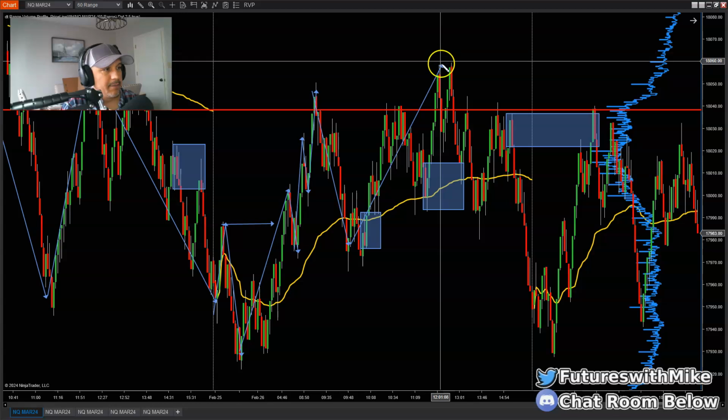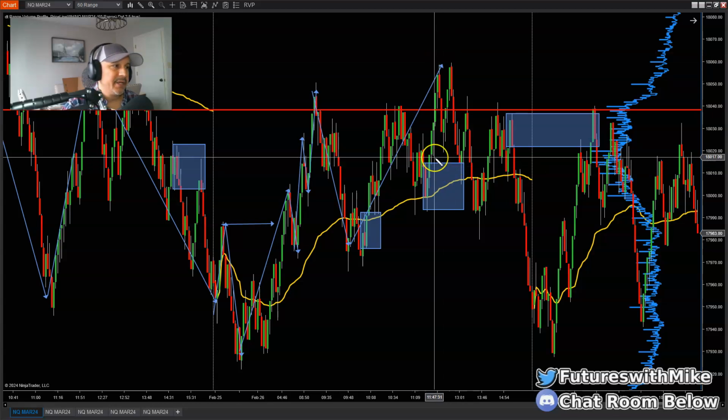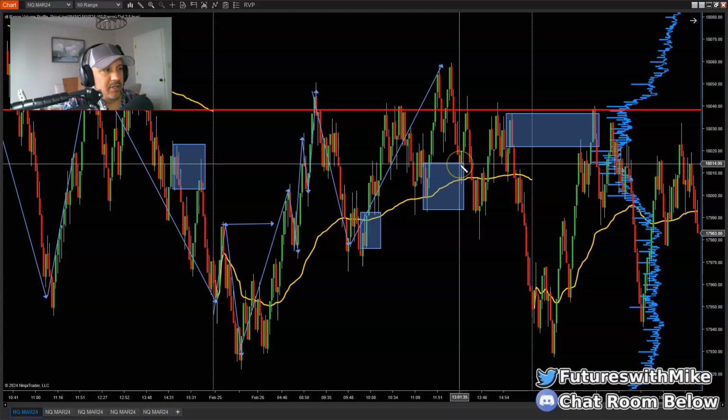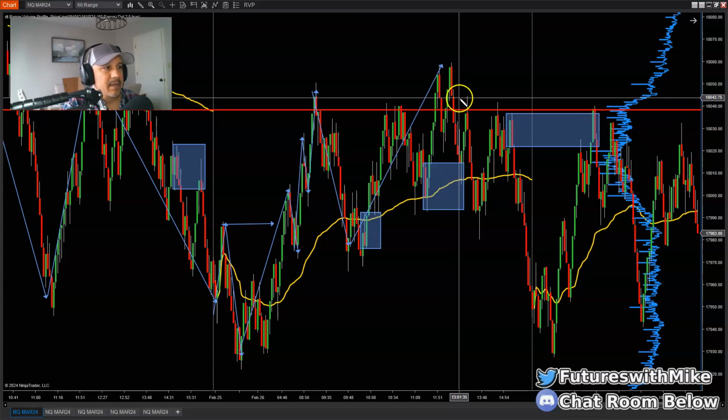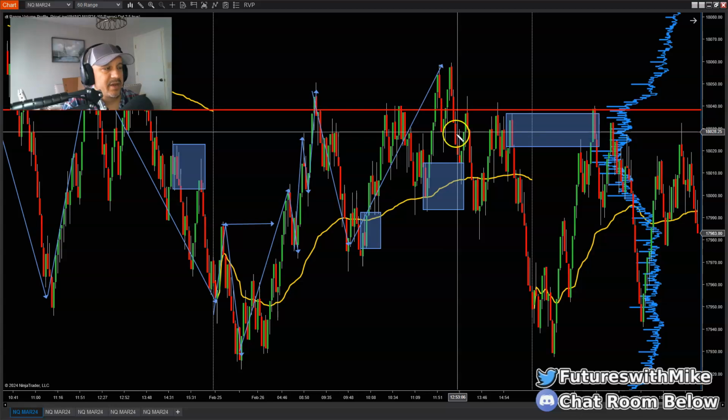All right, so this is a pullback to a key area of demand. Then I just move down to my lower time frame to look for what? To look for opportunity on my lower time frame to get into a trade to go long. If I find opportunity here to go long, then I'm going to be interested in taking the market back up to this area up here to fill in the imbalances right here.